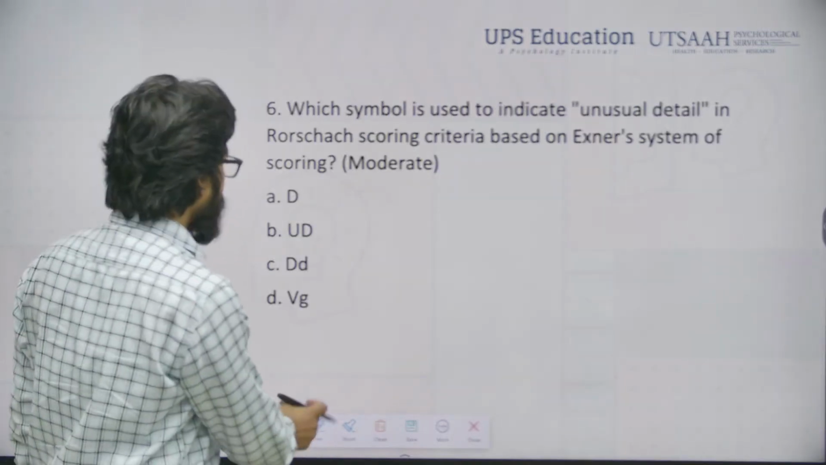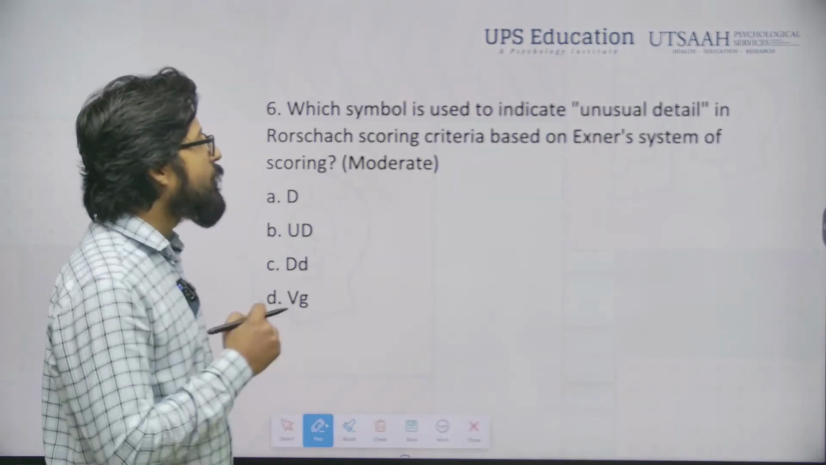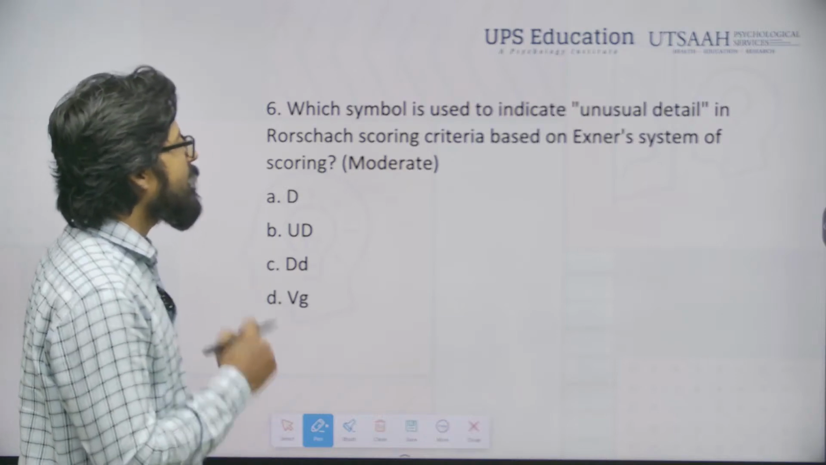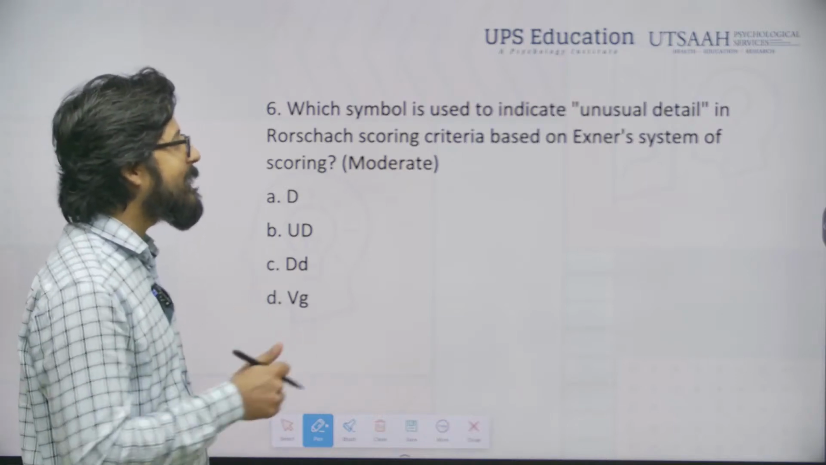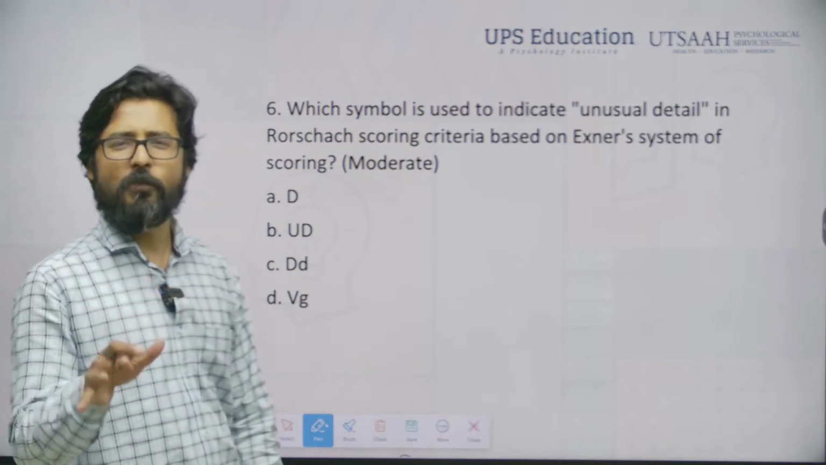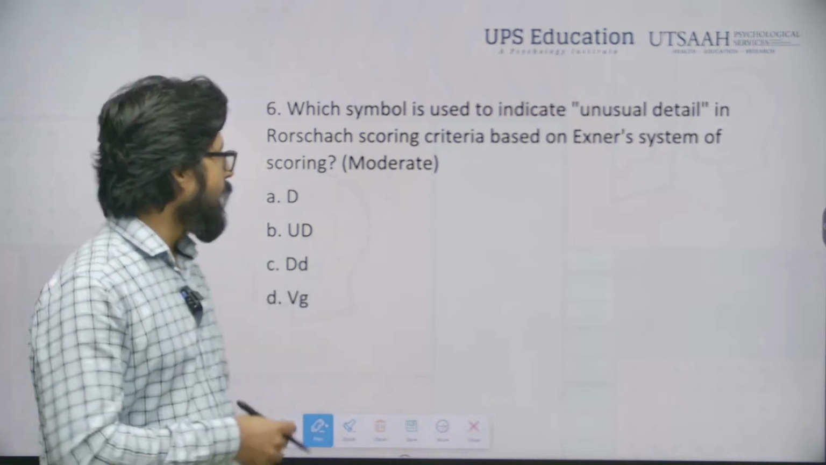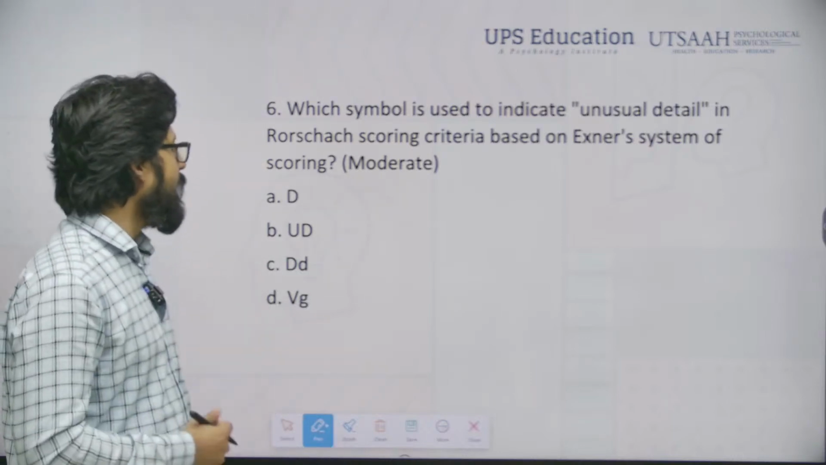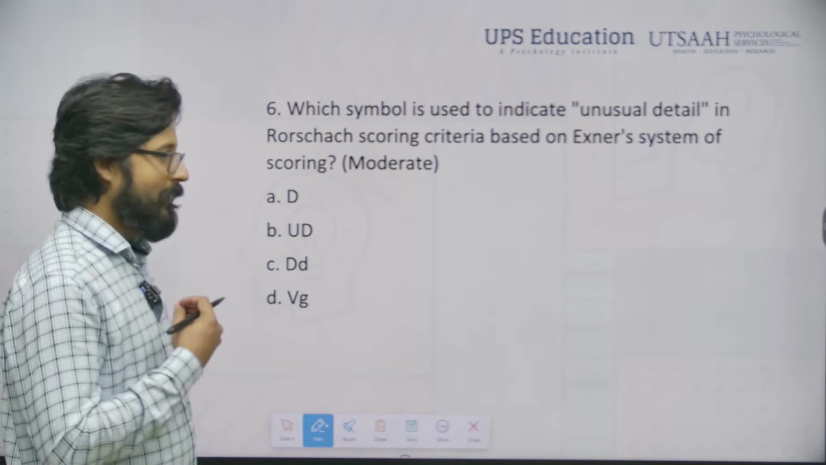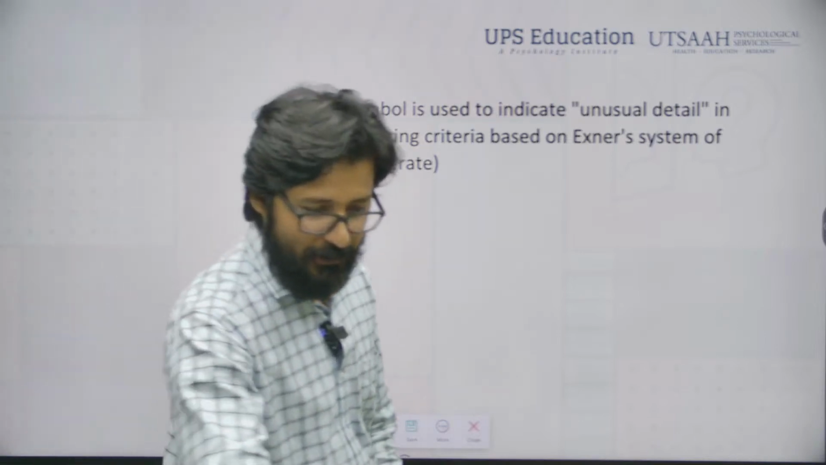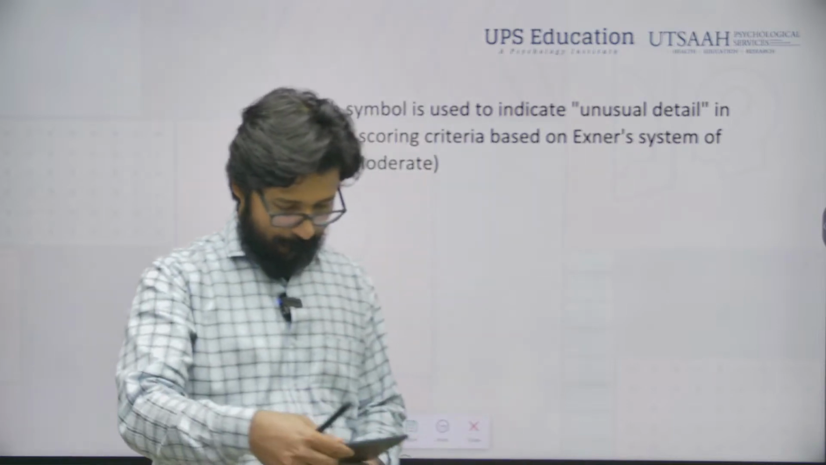Question number 6. Which symbol is used to indicate unusual detail in Rorschach scoring criteria based on the Exner system of scoring? That will be a moderate kind of question. Options are A, D, option B, UD, option C, DD, and option D, VG. You can choose your responses.